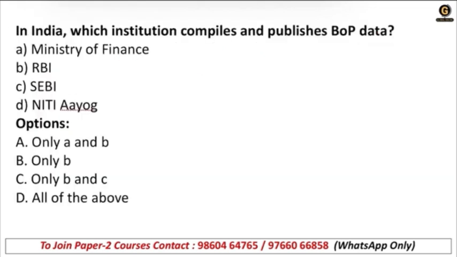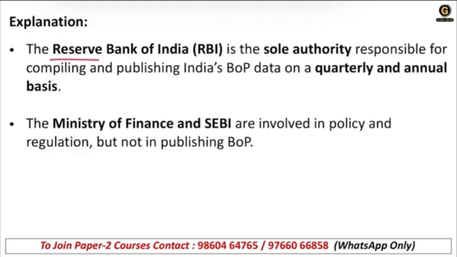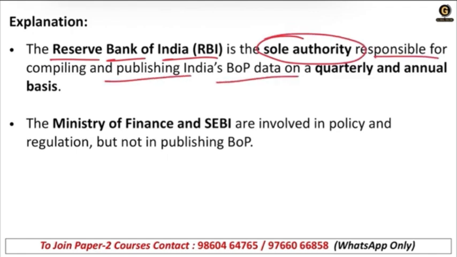In India, which institution compiles and publishes BOP data? Ministry of Finance, RBI, SEBI, NITI Aayog. Right answer is option B, RBI. RBI is the body responsible for publishing the BOP data. The Reserve Bank of India is the sole authority responsible for compiling and publishing India's BOP data on a quarterly and annual basis as well. Ministry of Finance and SEBI are involved in policy and regulations but not in publishing.